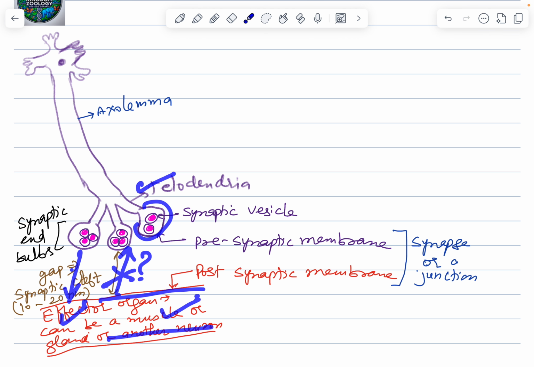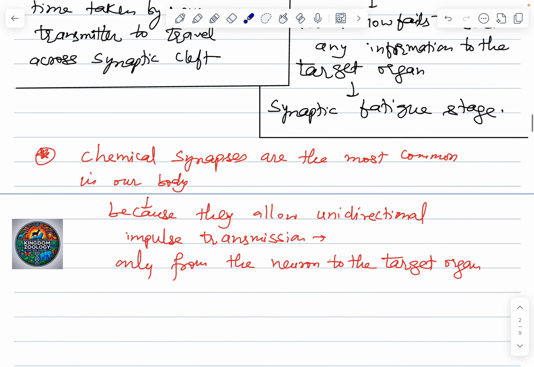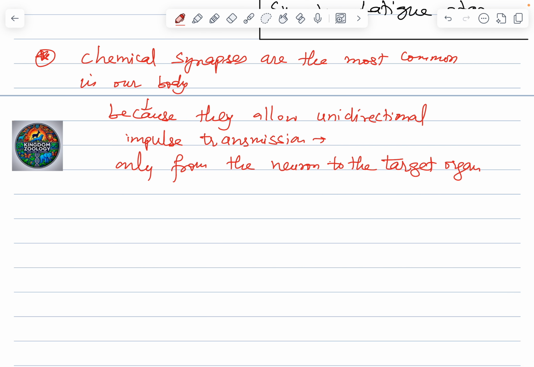So that neurons will become our control and coordination centers. Since neurons are our control and coordination centers, they should be able to control the effector organs and they should not get affected by the effector organ themselves. So how is that possible? Only because there is one-way transmission of information. The other way doesn't occur. That's the biggest advantage that the chemical synapses are giving us. They only allow impulse transmission from neurons to the target organ, making the neurons control and coordination centers of the body.